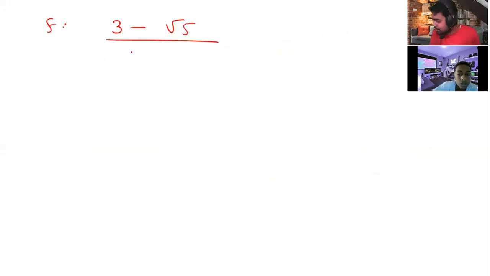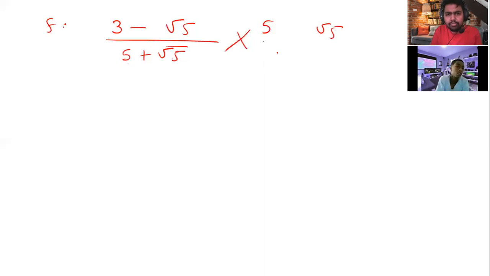3 minus root 5 over 5 plus root 5. See, this is your question. I will multiply whatever is there in the denominator, 5 plus root 5, I will multiply both numerator and denominator with the same thing. But the symbol would be changed. Here it's plus, it should be minus, right?